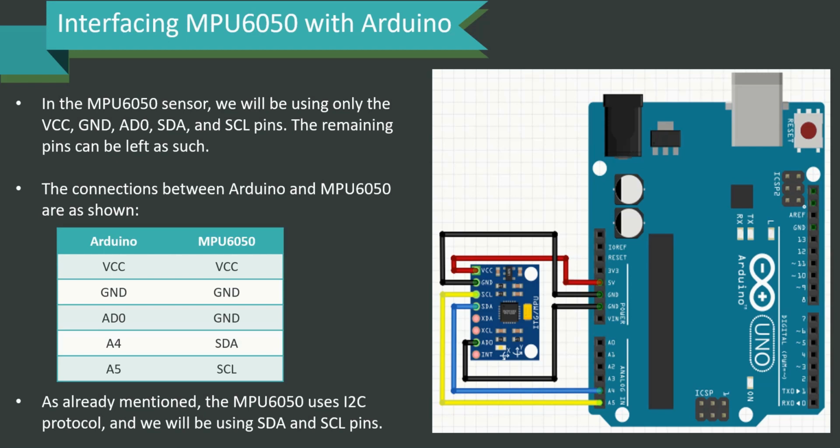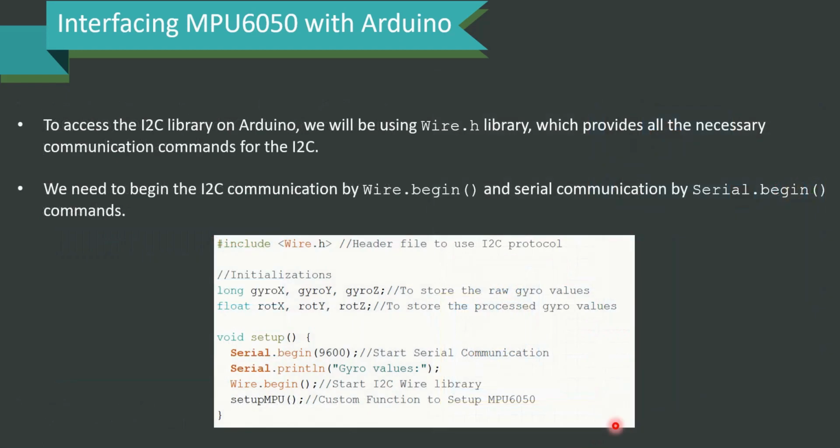VCC of Arduino should go to VCC of MPU 6050, ground to ground, AD0 to ground, A4 to SDA and A5 to SCL. The same has been represented here and one can have a quick verification of these connections as well. As already mentioned, the MPU 6050 uses I2C protocol and we will be using SDA and SCL pins.